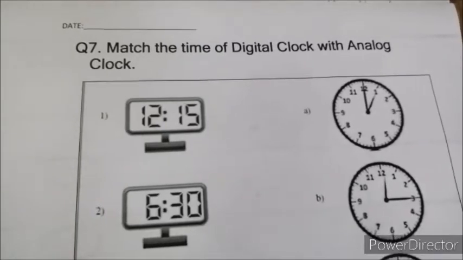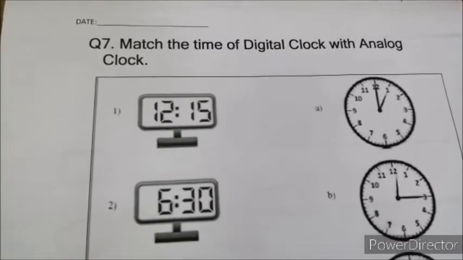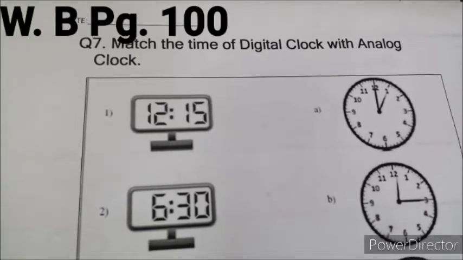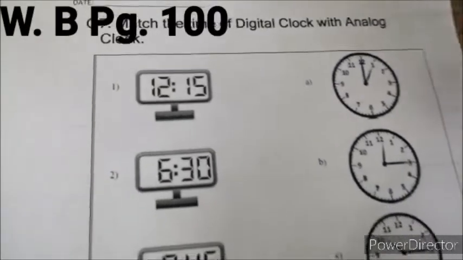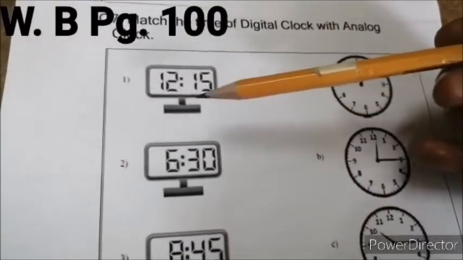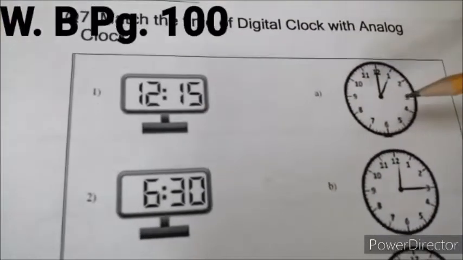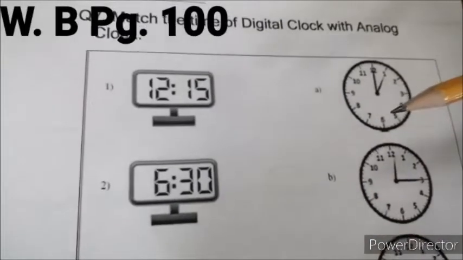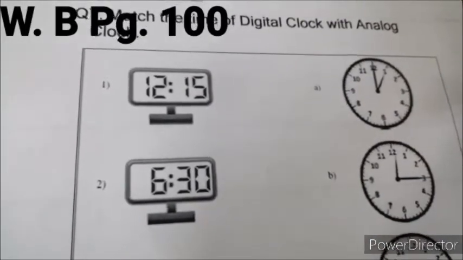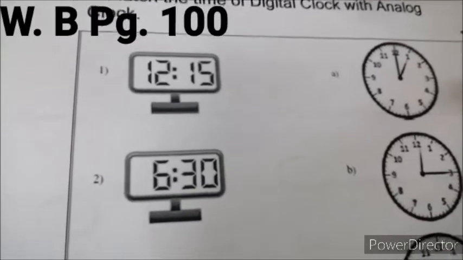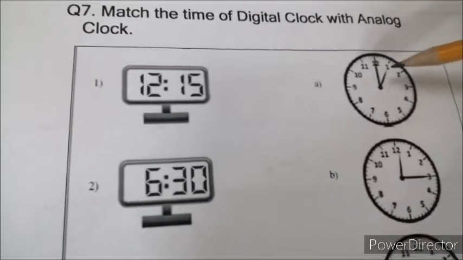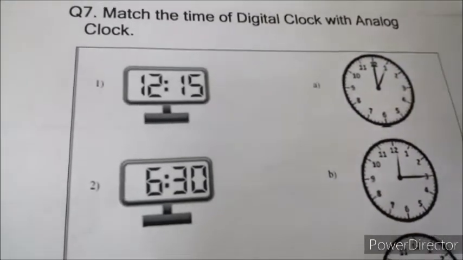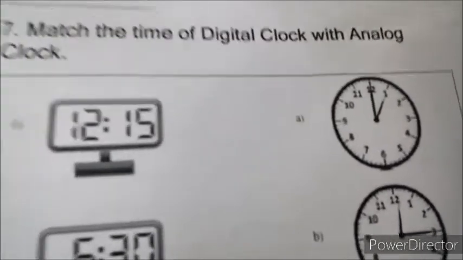Now please turn the next page, page number 100. The question is, match the time of the digital clock with the analog clock. So this side we have all digital clocks with the exact time. And here we have the analog clock. We have to read the time. Then we will match both of them. The same time, wherever it is, we will match it. So for that, what should we do first? In the analog clock, we will read the time and write it on the side. Then it will be easy for us to match. So first, let's read the analog clock time and write it.